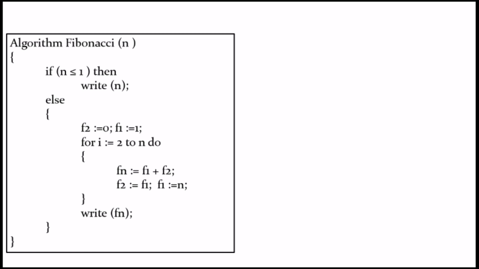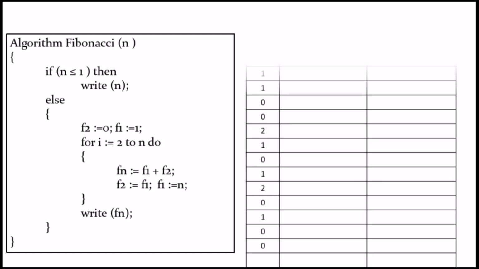Next, after executing this loop, we are printing, that is write fn. So this will be executed 1 time and the algorithm will stop. Now we will see how to calculate the number of steps. So basically for this particular algorithm, there are 2 parts. That means we have to check the value of n. Suppose the value of n is 0 or 1, then only the true block will be executed. If the value is greater than 1, then the else part will be executed.